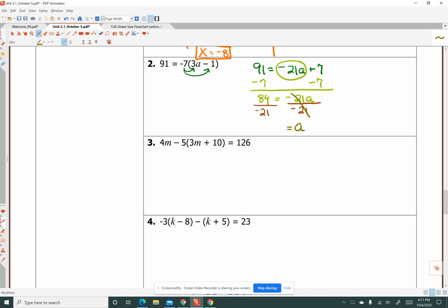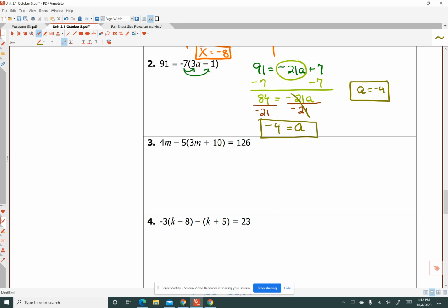84 divided by negative 21 equals negative 4. And this is a perfectly fine final answer. If you feel more comfortable rewriting with your variable on the left, that's fine. So you can write that either way. They both mean the same thing.